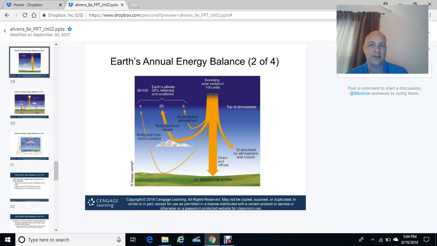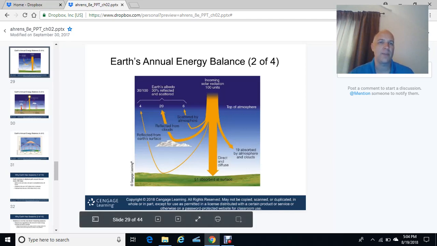If you have clouds in the atmosphere, those tend to reflect a lot of light. 6 units are scattered by the atmosphere, by those air molecules. 20 units are reflected by clouds, and then you have 4 units that are reflected from the Earth's surface. Just shows you the Earth's albedo. Okay.